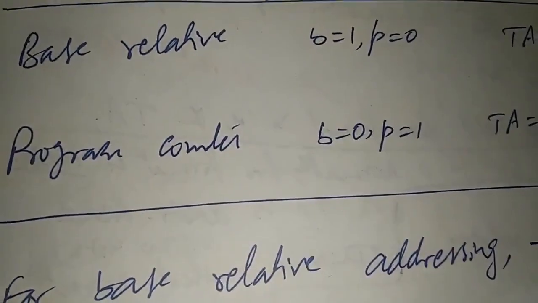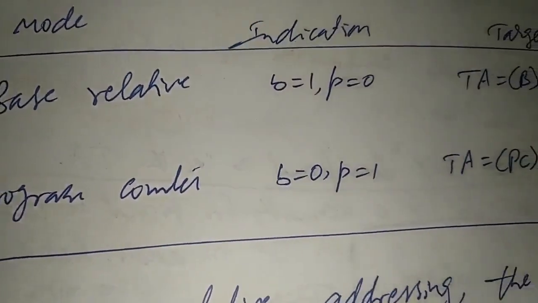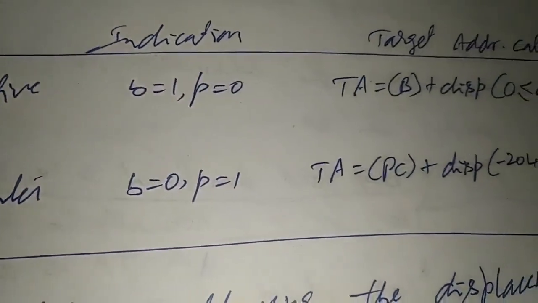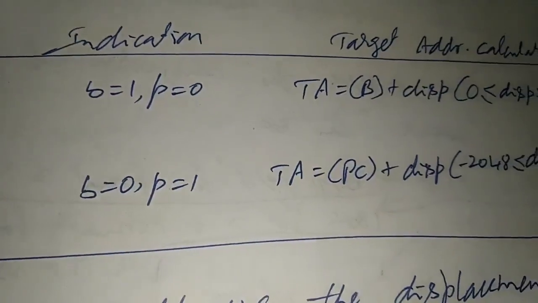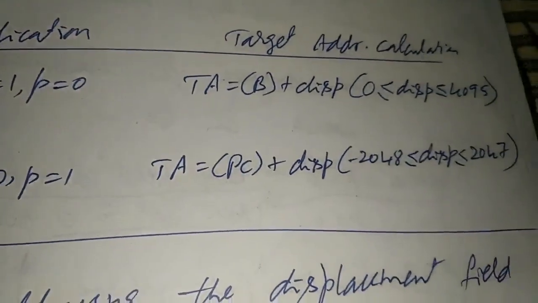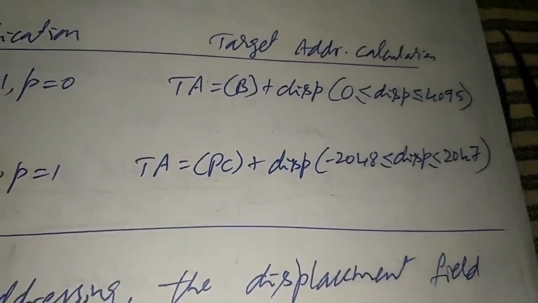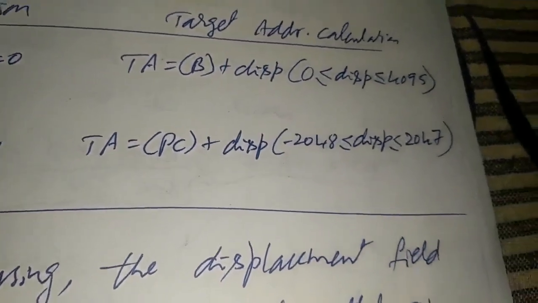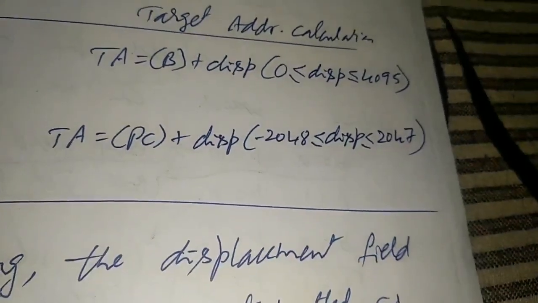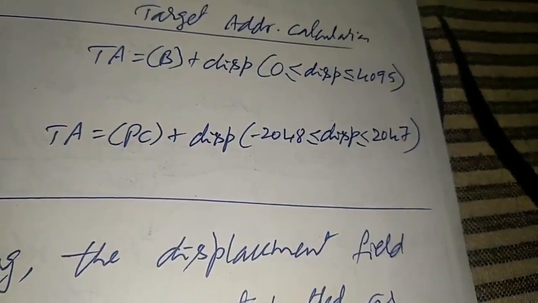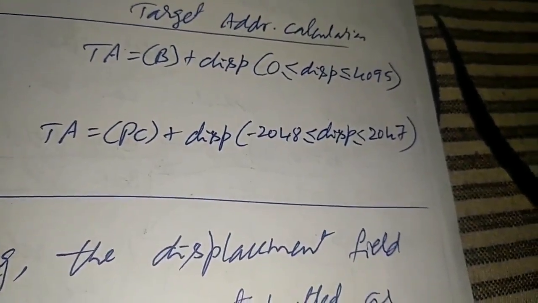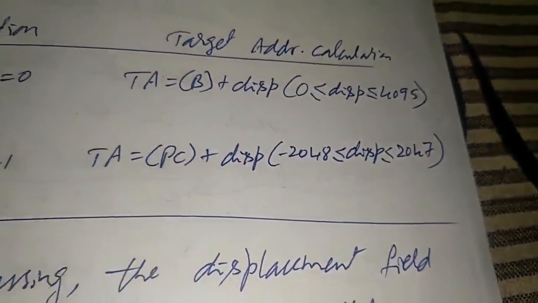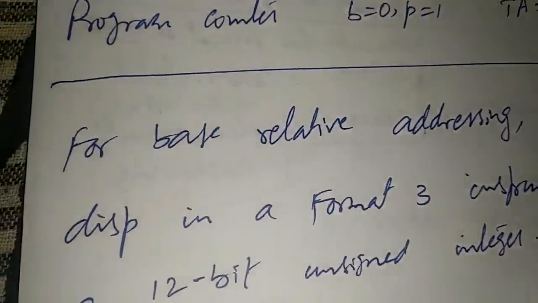Next we have program counter relative mode, wherein B is set to 0 and P is set to 1. Target address is calculated like contents of PC plus displacement, and displacement here lies between minus 2048 and plus 2047.